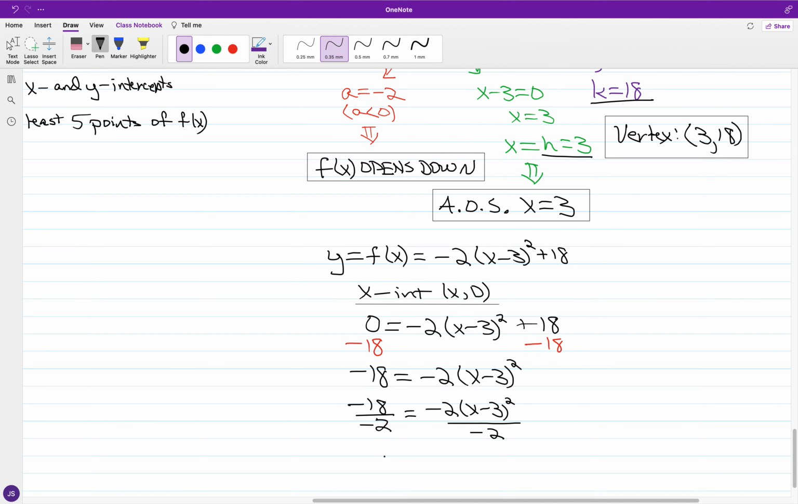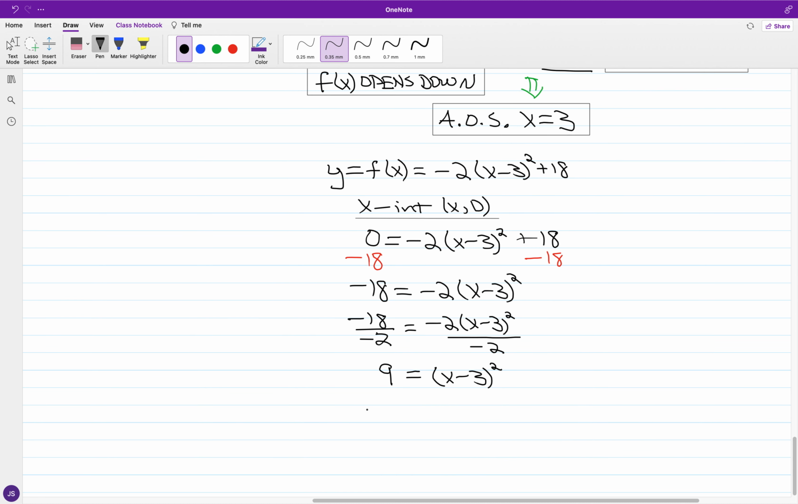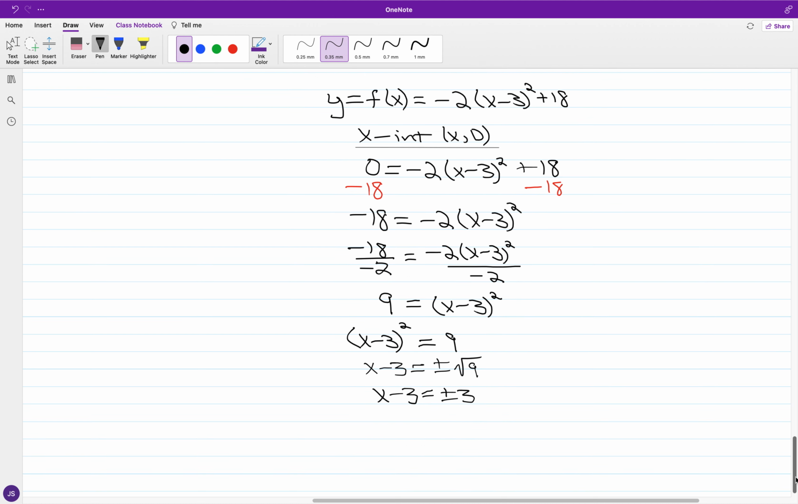So -18 divided by -2 is positive 9, and we have 9 is equal to the square of x minus 3. Now I'll just switch the sides, so the square of x minus 3 is equal to 9. Again, reapplying the square root property of equality, x minus 3 is equal to plus or minus the square root of 9, so x minus 3 is equal to plus or minus 3.